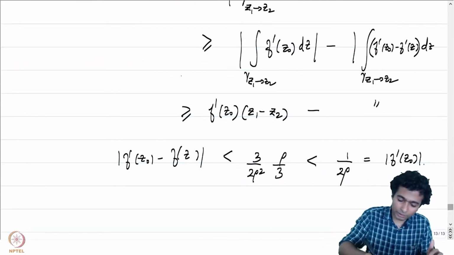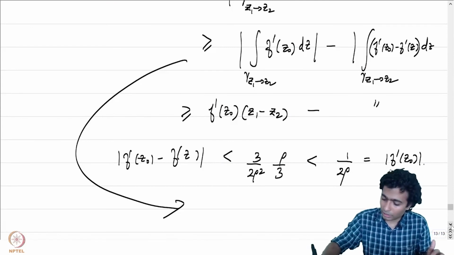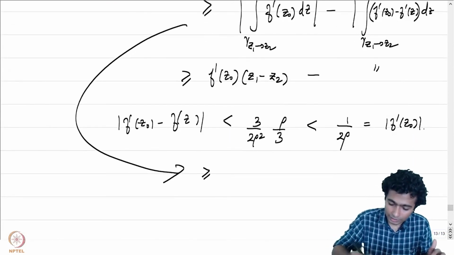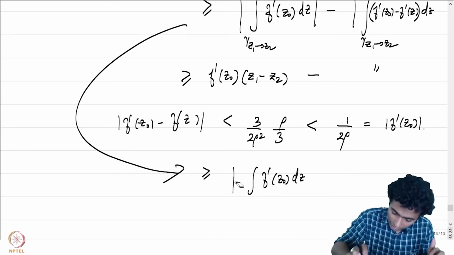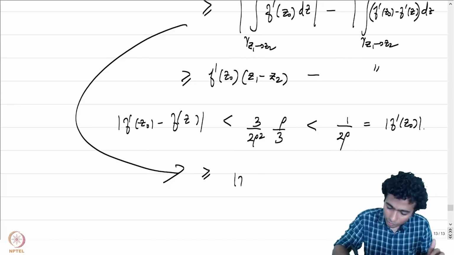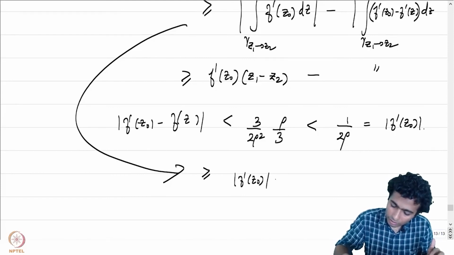So we'll get back to this inequality. The inequality here tells us that this is greater than or equal to the absolute value of the integral of f prime of z naught dz, which I have already captured in the form of mod of f prime of z naught times z1 minus z naught.